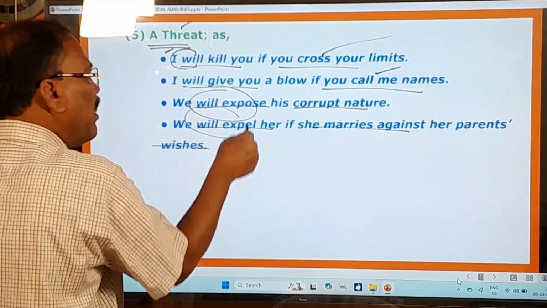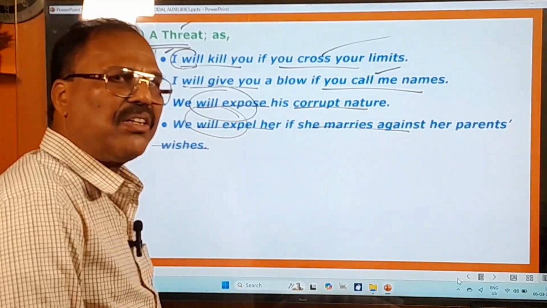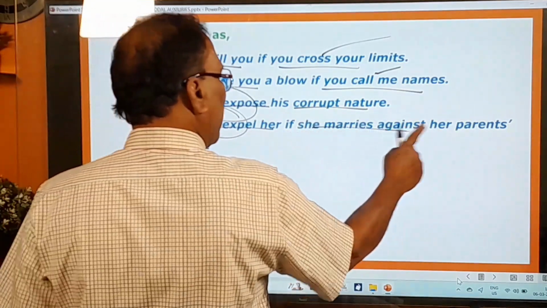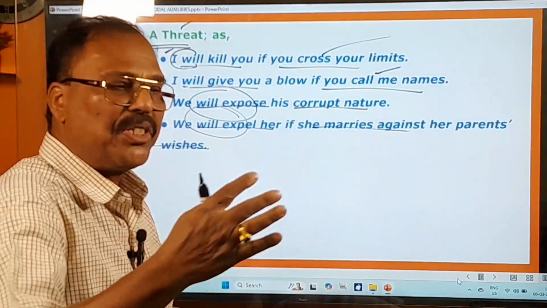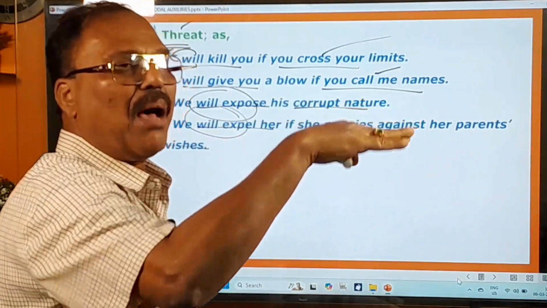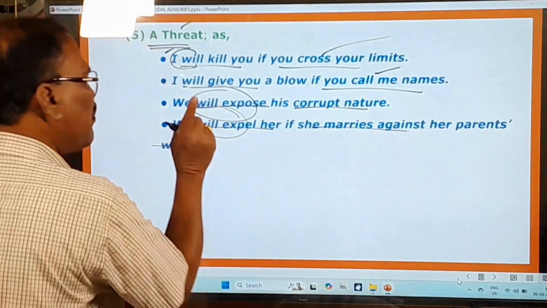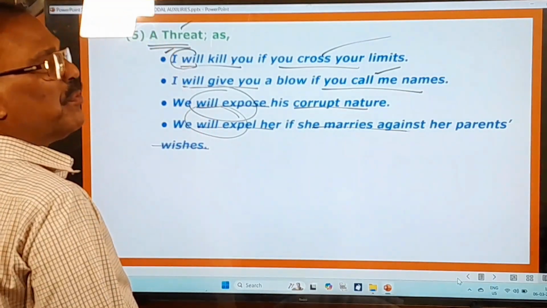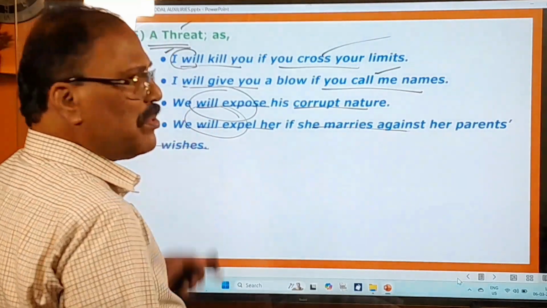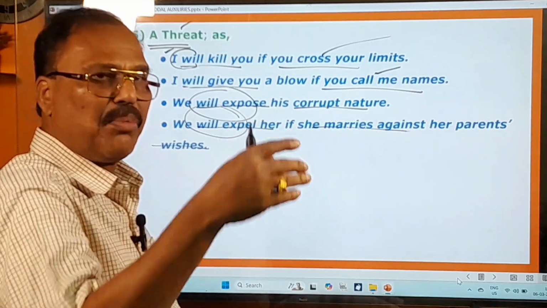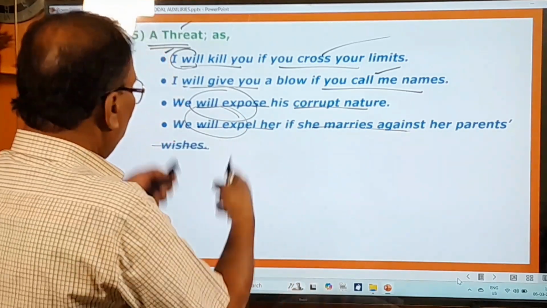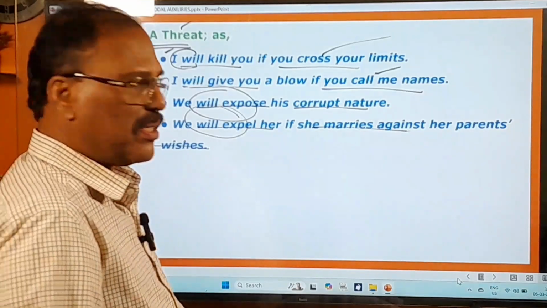And here: we will expel her if she marries against her parents' wishes. We will expel her. మేము ఆమెను ఇంట్లో నుంచి వెళ్ళగొట్టేస్తాము. If she marries against her parents' wishes. So it's a threat. బెదిరింపు. So with this, the use of this will in the place of first person singular and plural is over. And now we move on to learn other important things.